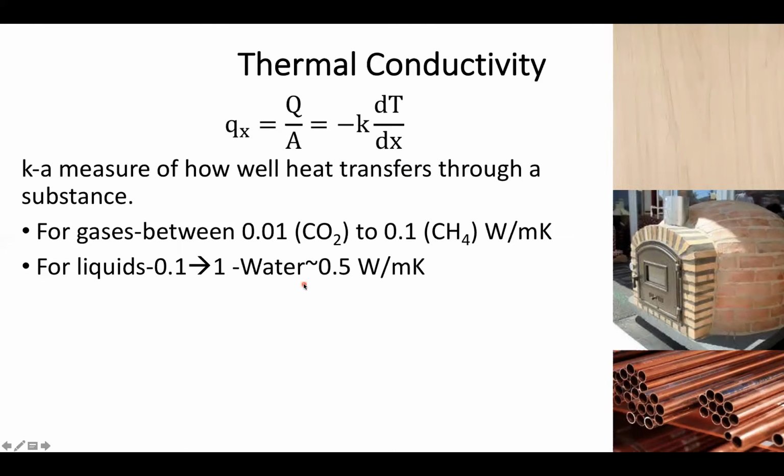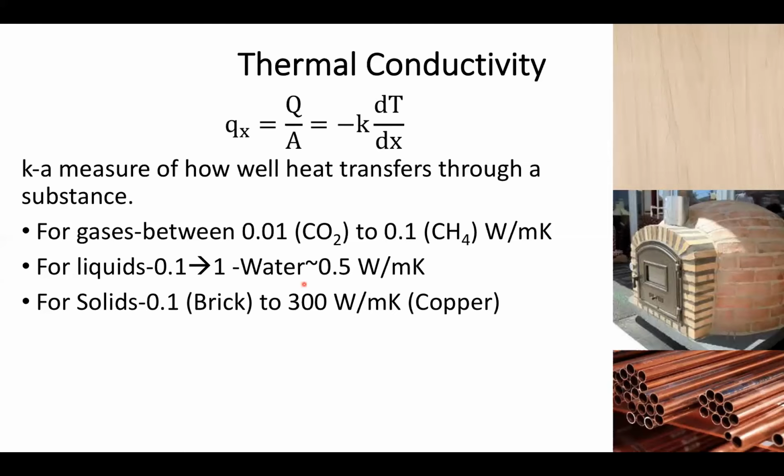Now solids are our good conductive materials. They typically go somewhere between about 0.1 for a non-conducting material like brick, which has a lot of internal air spaces to help slow down heat transfer, all the way up to, say, something like 300 watts per meter Kelvin for something like copper.